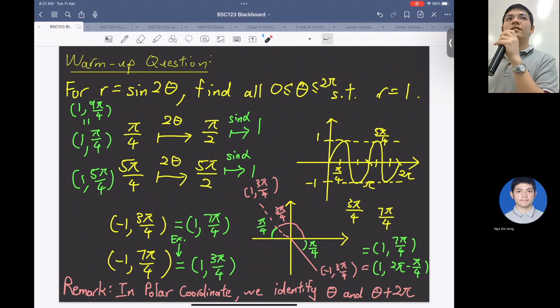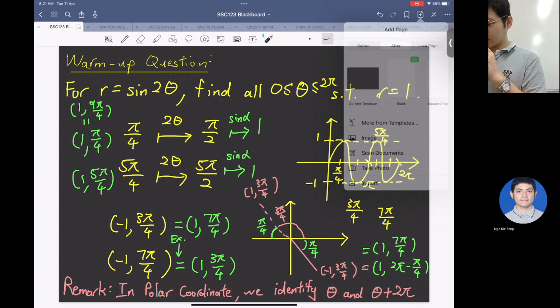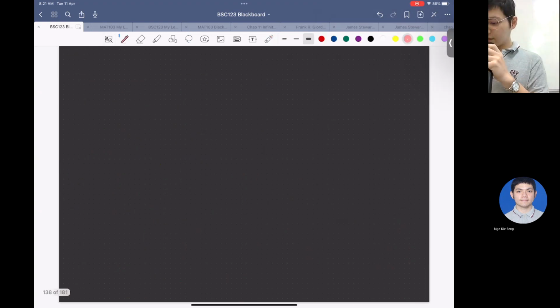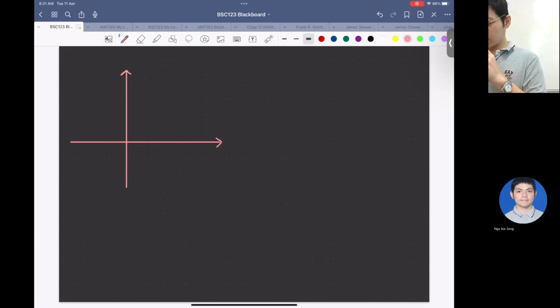Any add on? I want to try and say something conceptual. Either you get it, or if you don't get it, you can think about it, and then after class you can talk to me. I thought about this for about 1 week already, and I think I want to say it out.